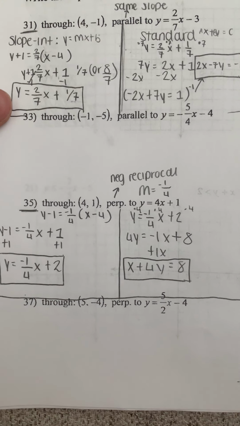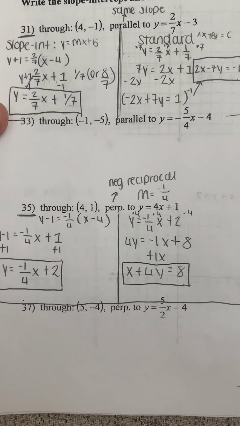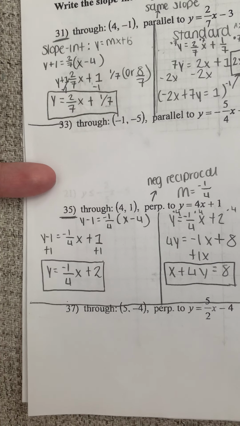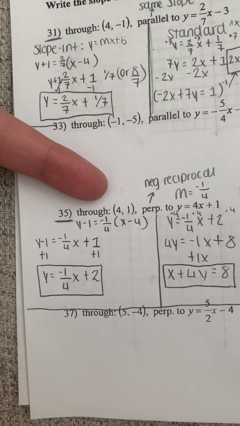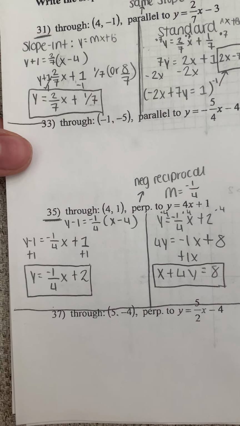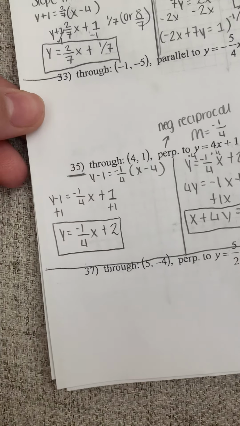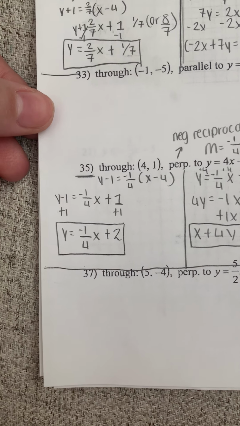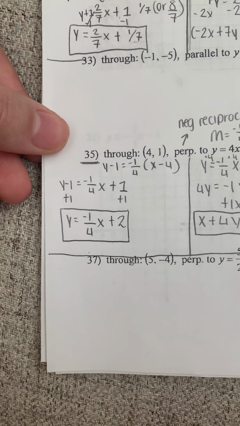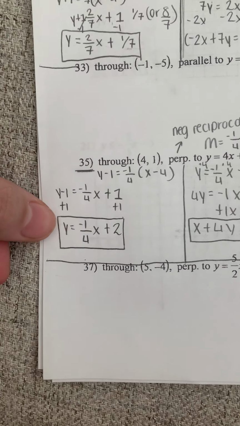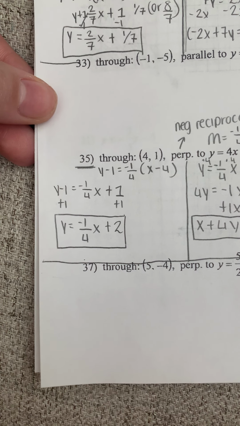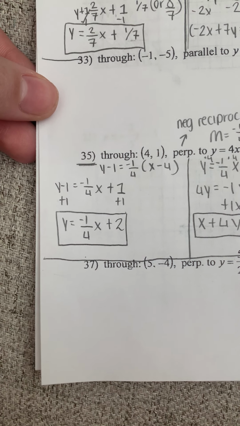So the first thing that I did was identify what the negative reciprocal of that slope would be, which is -1/4. And then again, I used point slope form, and I plugged in this point to get y minus 1 equals -1/4, and then in parentheses x minus 4, and then I distributed the -1/4 into the parentheses. I got y minus 1 equals -1/4x plus 1, and then I had to add this 1 to both sides to get it into slope intercept form, which was y equals -1/4x plus 2.